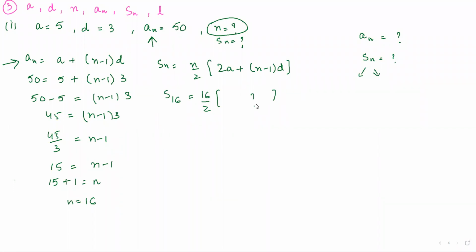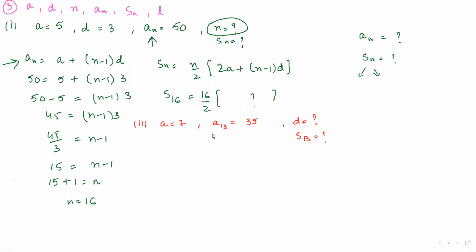Now come to the second part. Now let's see what is given. So a is 7 and a13 is given, that is 35. And you have to find d here, and then S13 you have to find. So this time d is not given, but a13 is given. So a13 means your n is equal to 13.